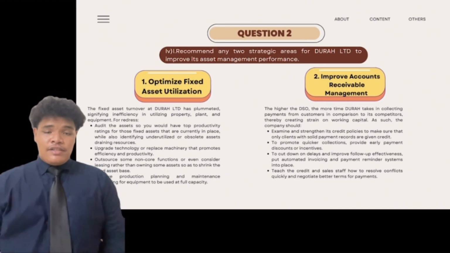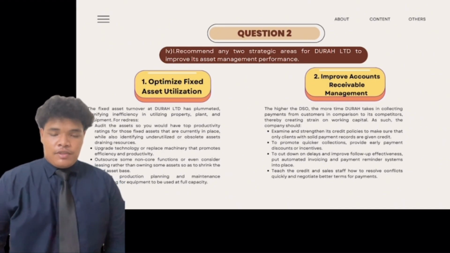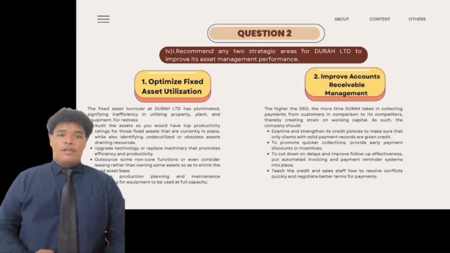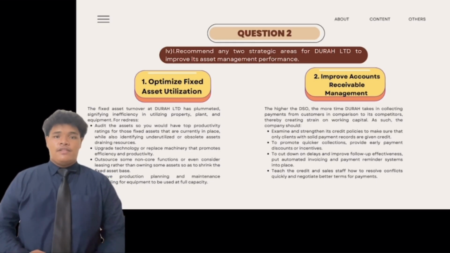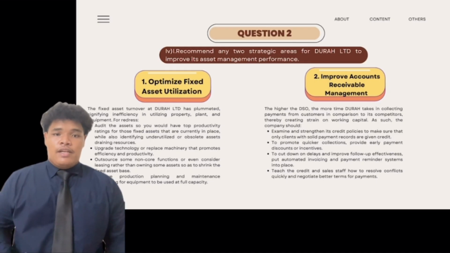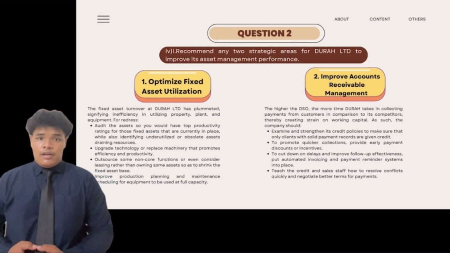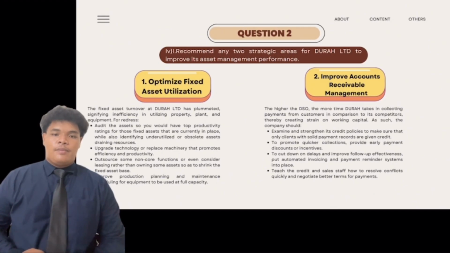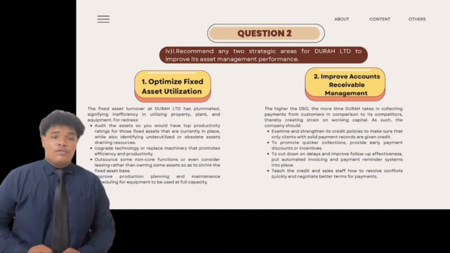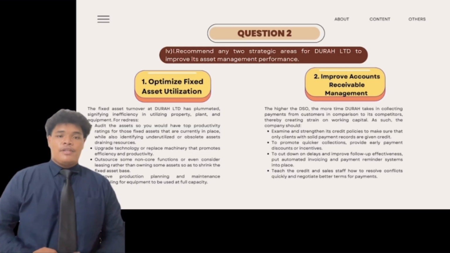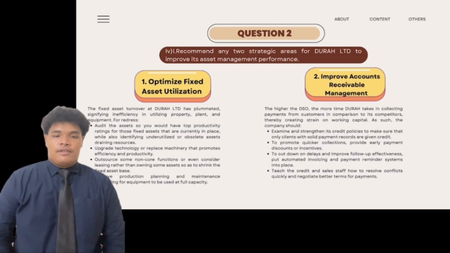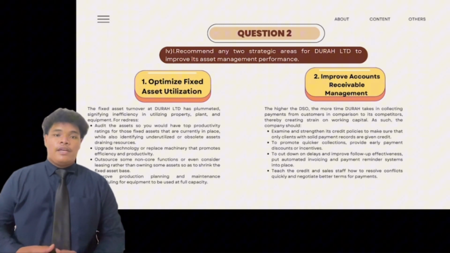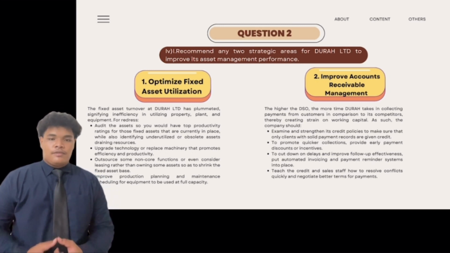The next recommendation is improve accounts receivable management. A high days sales outstanding puts pressure on working capital. Dura Ltd can strengthen its credit policy and ensure clients are creditworthy, and also offer early payment discounts to encourage faster payment, and use automated invoicing and reminders to speed up collection. And lastly, train staff to resolve conflicts quickly and negotiate better terms.